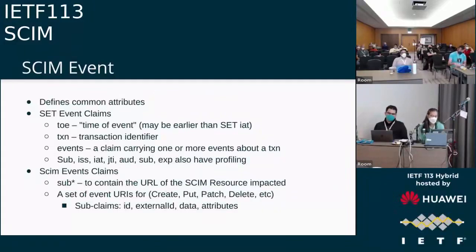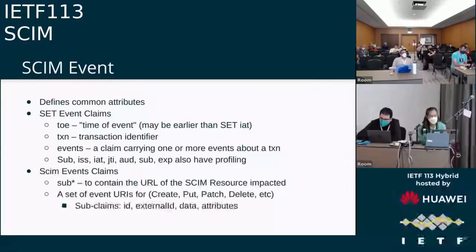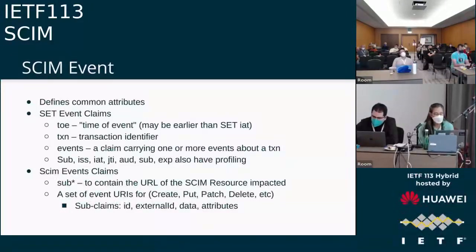TOE, the time of event. This is useful because as we consider how events are collected and arranged into streams, some time will pass. TOE allows the SET to convey the time the actual event occurred at the SCIM service provider, which may be earlier than the SET issuance time, which is called IAT. TOE is important because if events are received out of sequence, the TOE can be used to reorder events. TXN is a transaction identifier, which must be unique for each event that occurs in the SCIM service. This value may be used to catch duplicate event messages that might occur depending on the delivery mechanism.